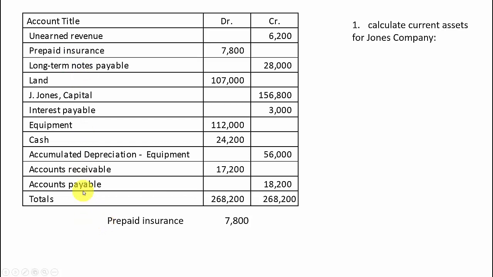First, we've got prepaid insurance. Next, we have cash going down the list here. Third item would be accounts receivable, and that would be all of our current assets, and they total out to be $49,200.